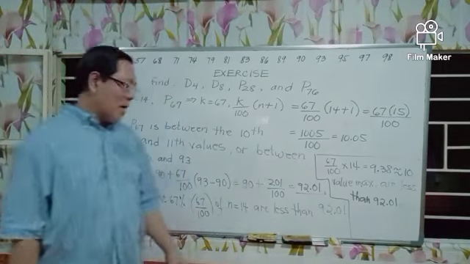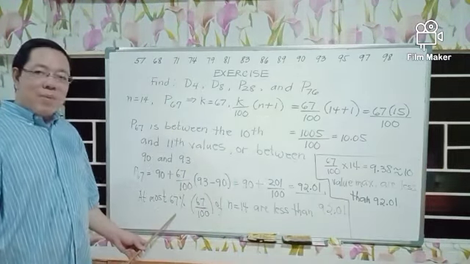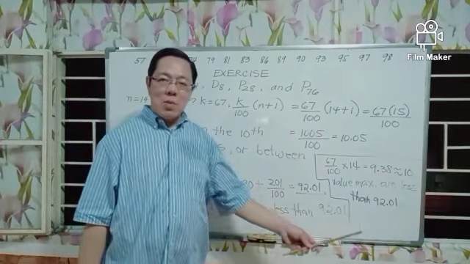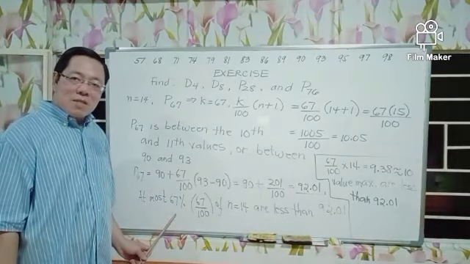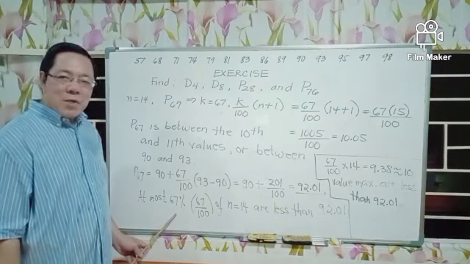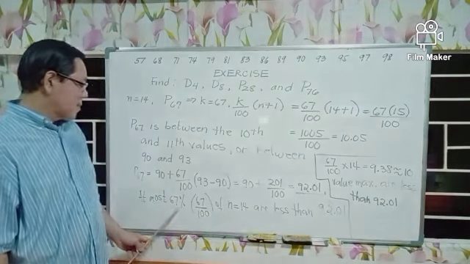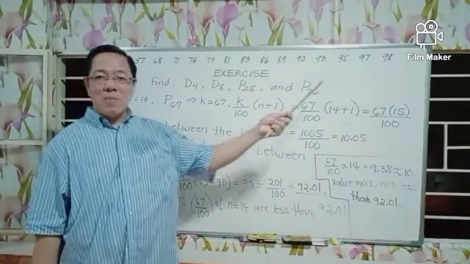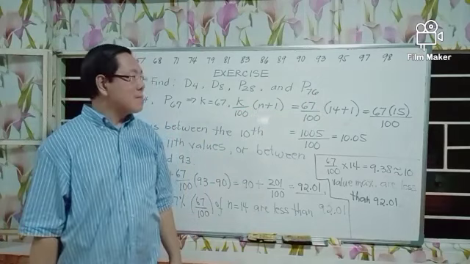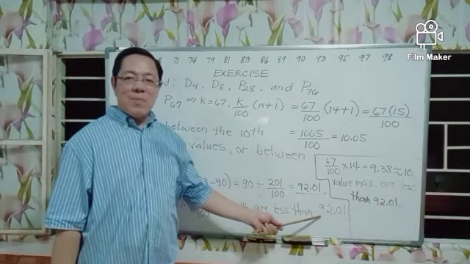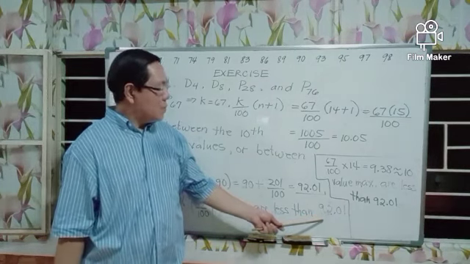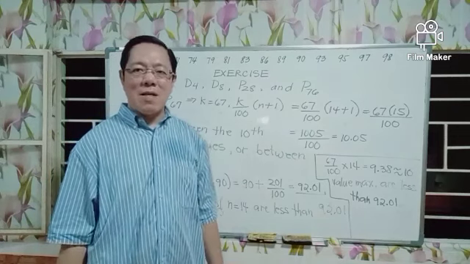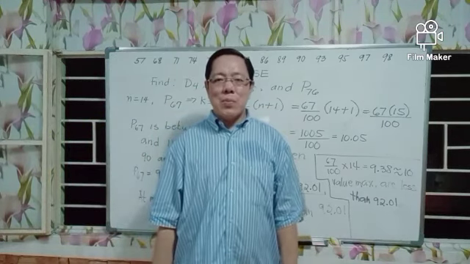And if we say that at most 67% of the 14 values are less than 92.01, then 100 minus 67, or 33% of the set of values, or 33% of the given numerical values are greater than the 67th percentile of 92.01. And that completes our lesson on deciles and percentiles of ungrouped data.